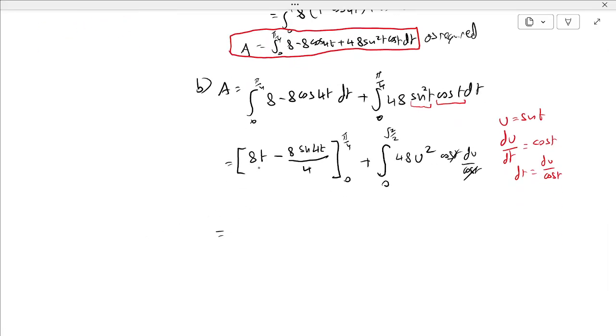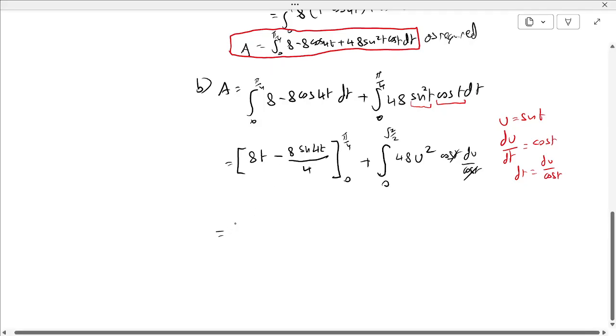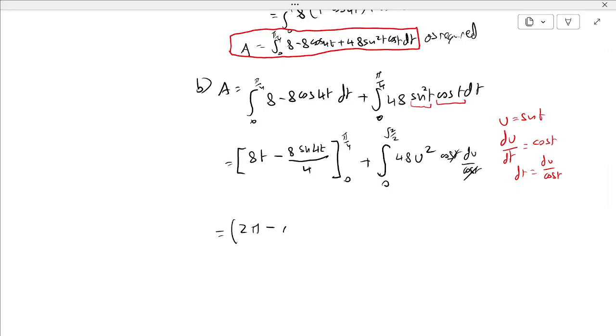So let's do this bit on the left. 8 times pi by 4 would be 2 pi. This is 2 sine 4t. Now, sine of 4 times pi by 4 is sine of pi, and sine of pi is 0. And then t equals 0 into the expression also just gives me 0 for both cases. Sine of 0 is 0. Plus, now this is just 48u squared.